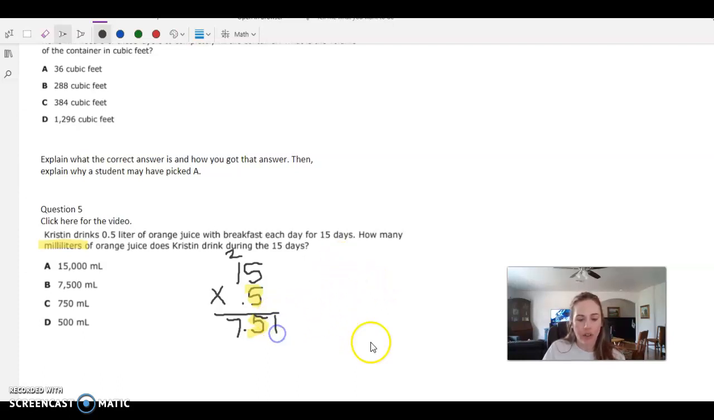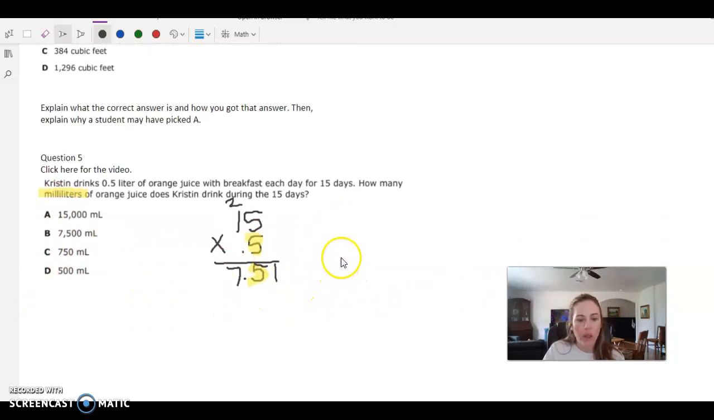So that is liters, but I am looking for milliliters. I'm honestly surprised that 7 5/10 wasn't an answer choice, but it's not. So the two most picked choices are B and C. Okay, so let's figure out which one is right. Is it 7,500 or 750? Which one? Okay, well, this isn't 750, that's 7 5/10 liters, sorry.